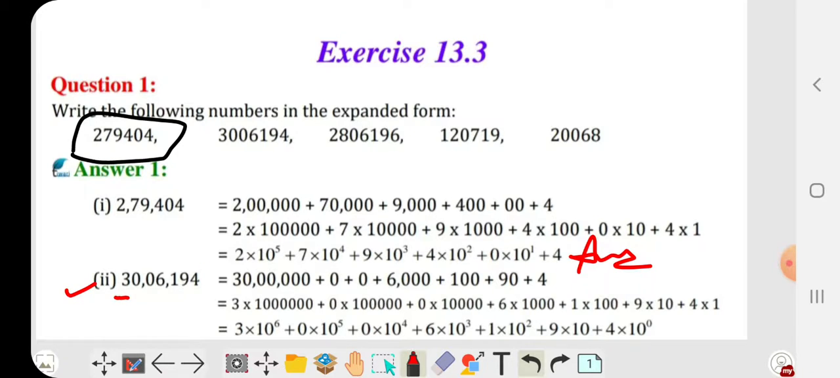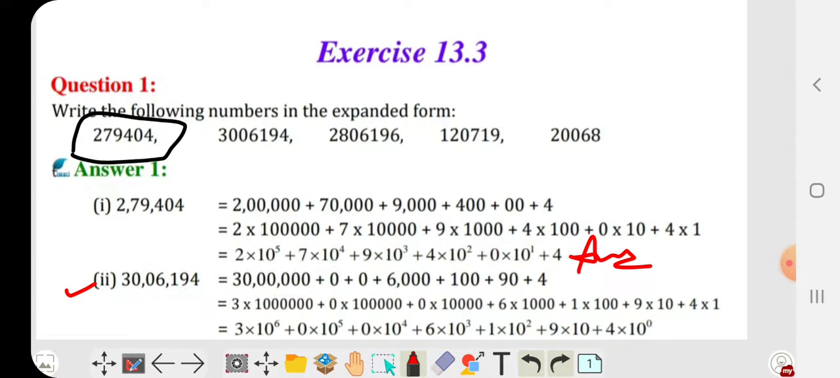After 3 there will be this much of zeros: 1, 2, 3, 4, 5, 6 zeros. Then 0, again plus 0, then 6. After 6 there will be 3 zeros because it's 6000. Then after 1 there will be 2 zeros, and after 9 it will be 90, and then finally 4.